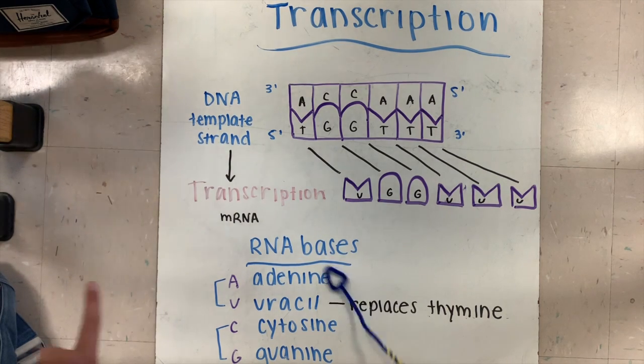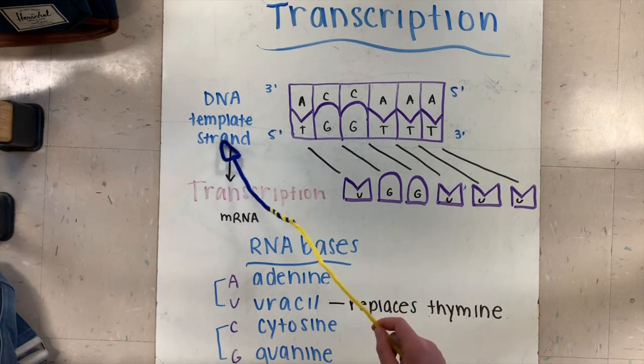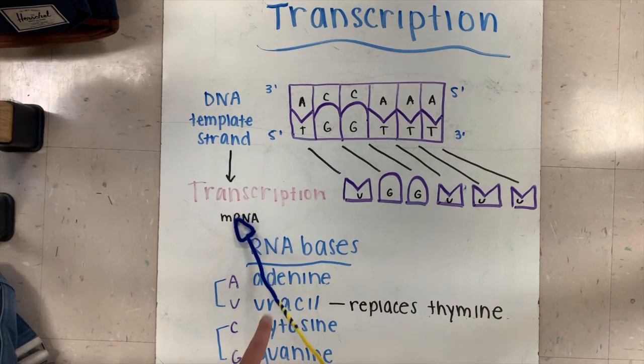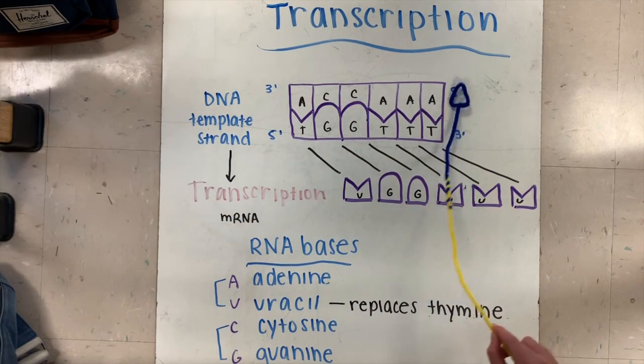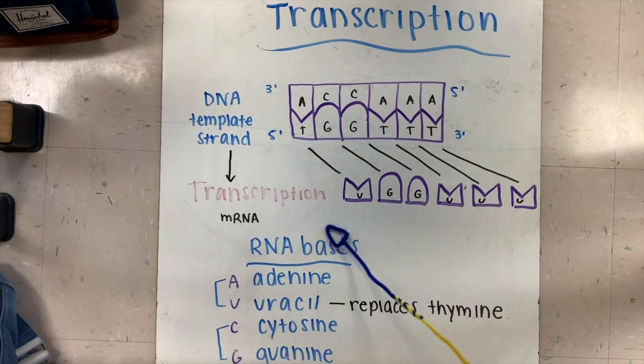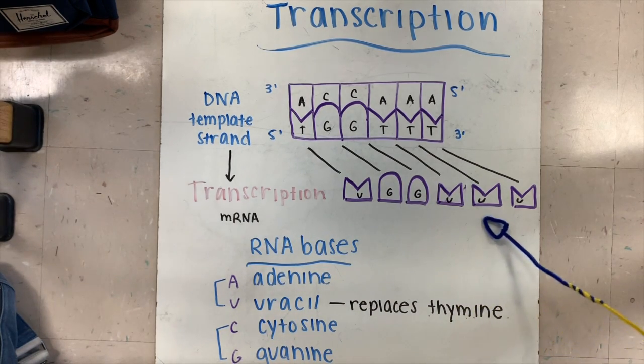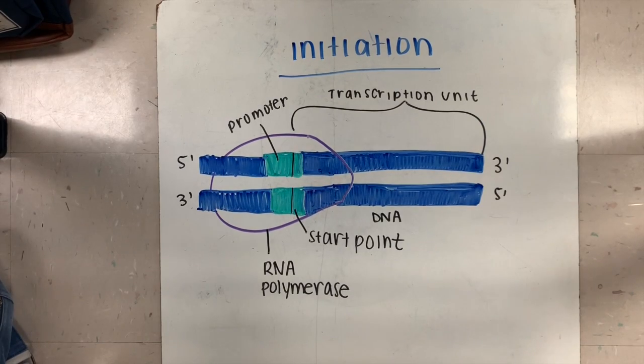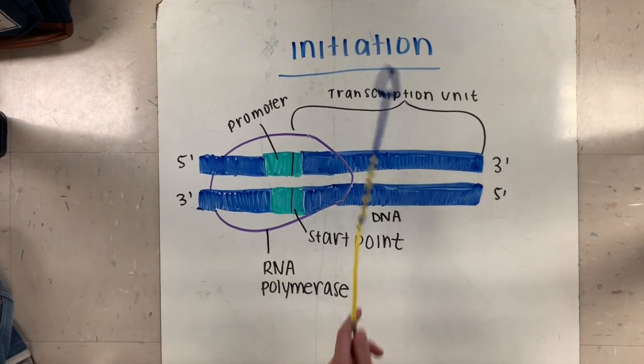RNA polymerase will first start off by attaching itself to nucleotides and unzip the DNA helix. From here, the polymerase will add the RNA nucleotides complementary to the DNA template strand, pairing adenine to uracil and cytosine to guanine. There are three processes in transcription, the first being initiation.